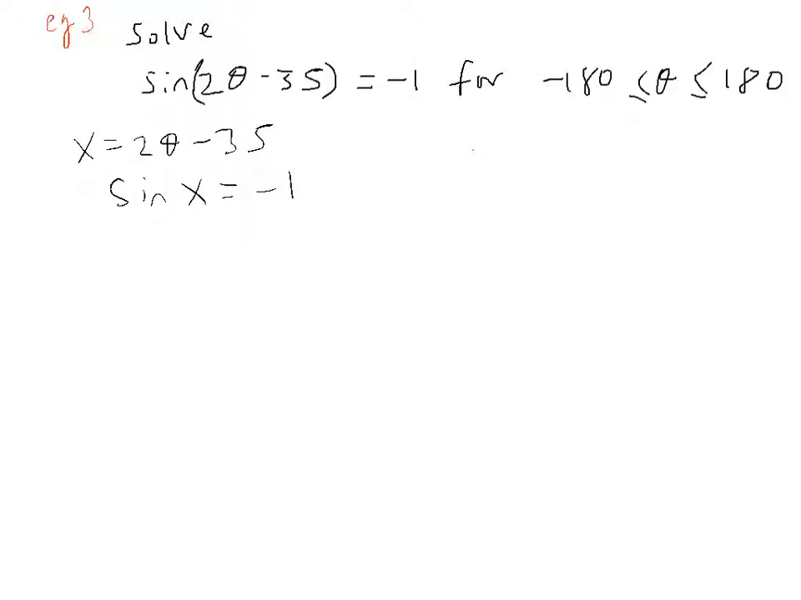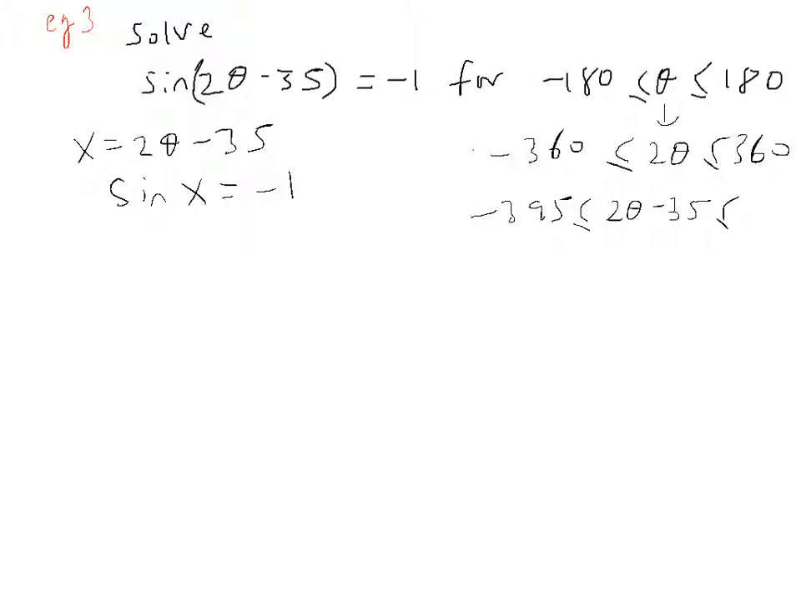However, if we do that, we've also got to change our limits from theta to x. So 2 theta will give us minus 360 to 360. 2 theta take away 35, which is x, will then give us minus 395 and 325. So we've simplified the problem by introducing x, and also therefore by changing our limits. If you want, you can write x is greater than or equal to minus 395 and less than or equal to 325.